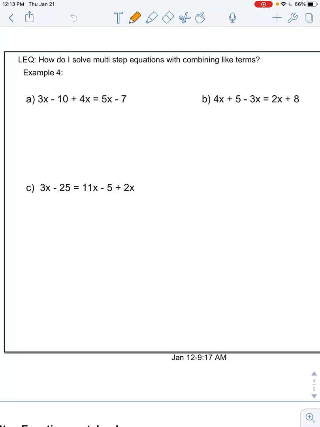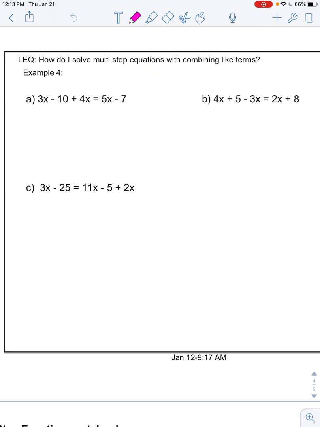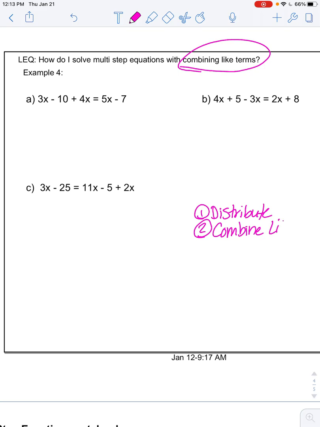Okay, so we have another type of equations, because we could never have too many types of equations. So this time we need to combine like terms before we can do anything. Okay, so typically the order of equations, if there are parentheses, you need to distribute first. If there's no parentheses, then you could skip to the second step, which is combining like terms.